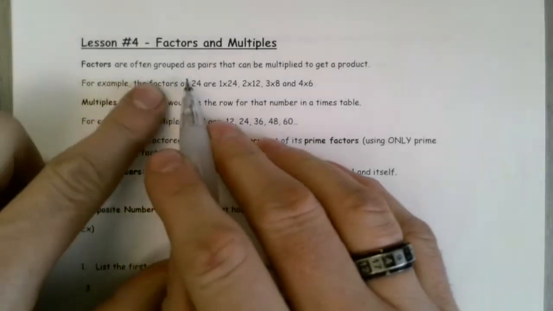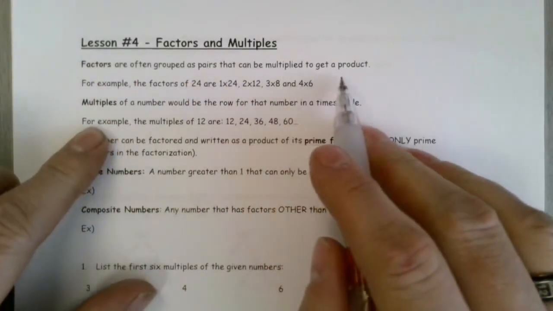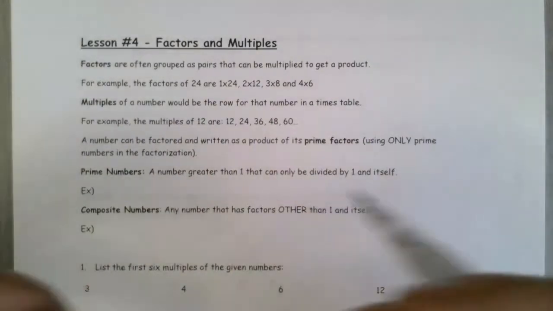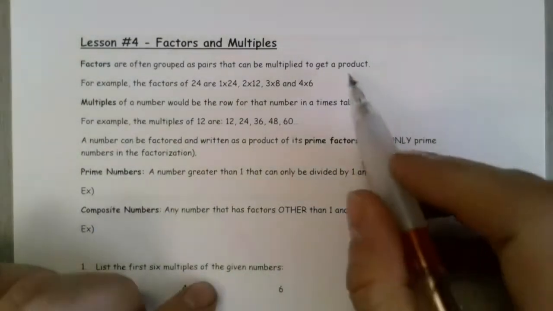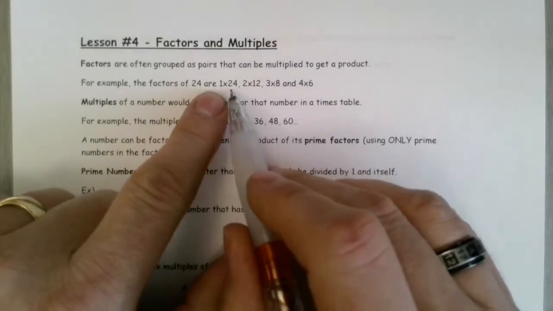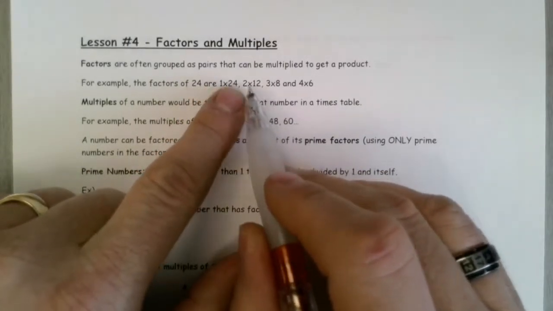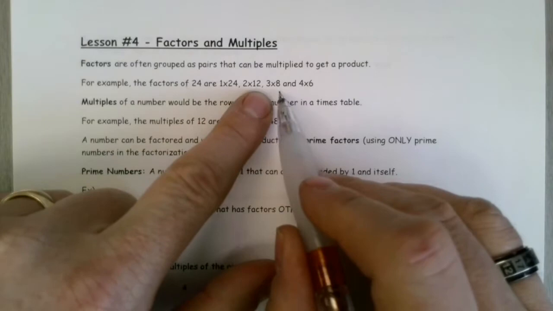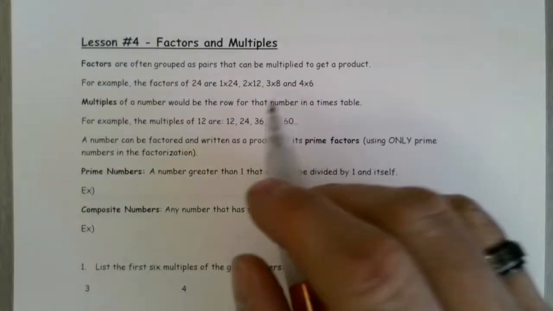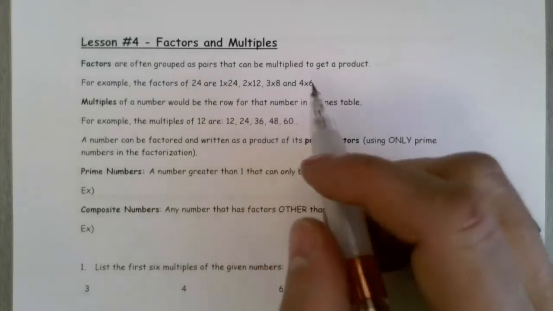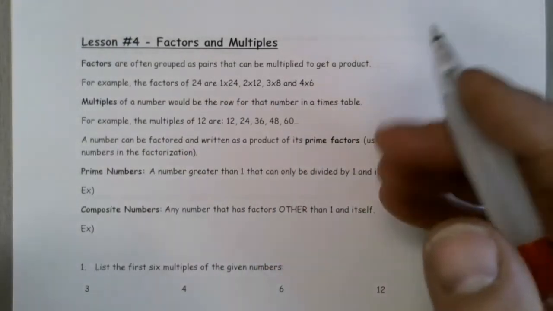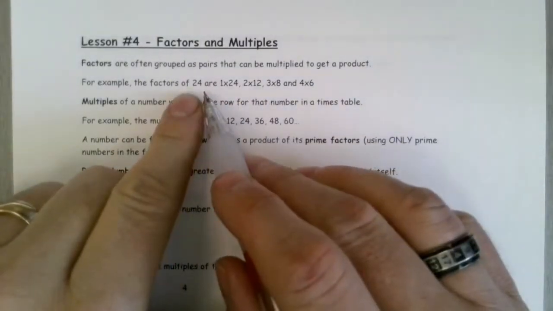Factors are often grouped as pairs and can be multiplied to get a product. Factors are the numbers that you're multiplying together to get a result, and that result is the product. For example, factors of 24: 1 and 24, 2 times 12. 2 and 12 are the factors. 3 and 8 are the factors. 4 and 6 are the factors. These are numbers that you would multiply together, and we usually write them in pairs, or you think about them in pairs, to get a different number.